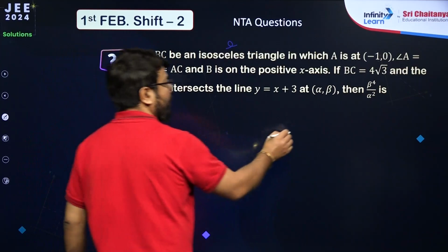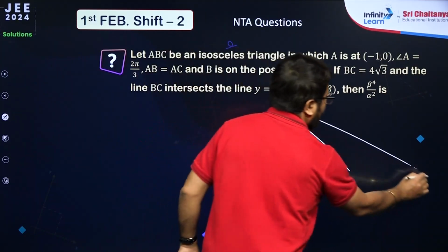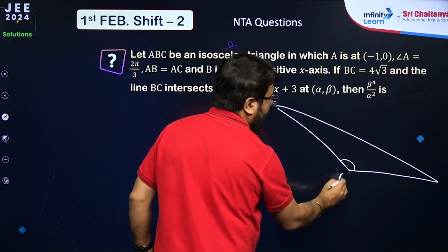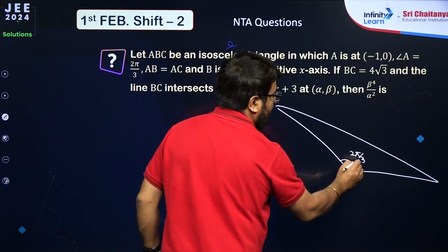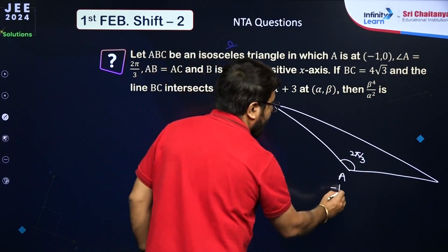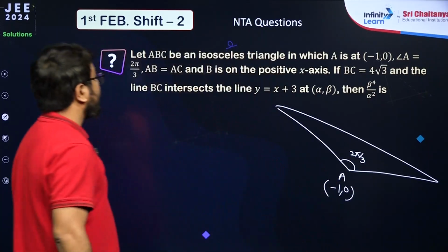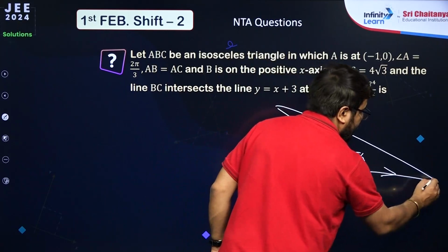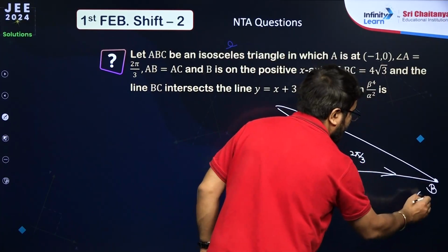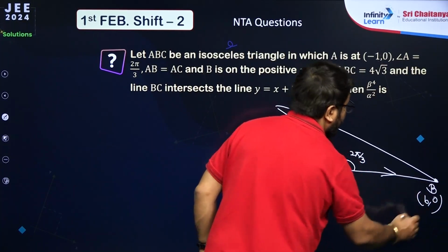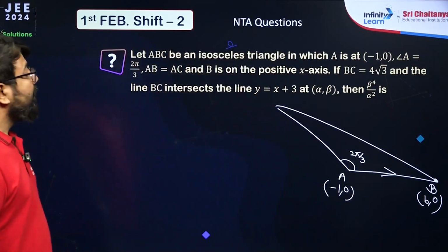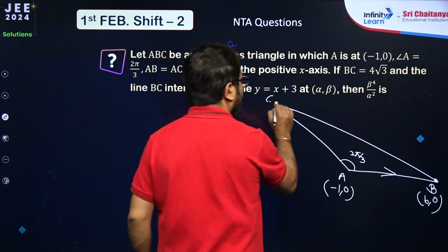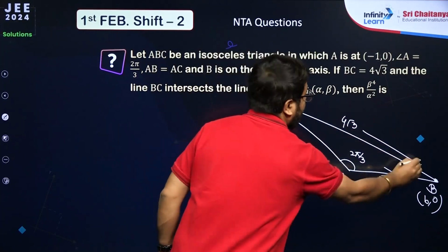Alright, let me draw the diagram first of all. This is an obtuse angle triangle. A is 2 pi by 3. A is at the point minus 1 comma 0. Then B is on the positive x-axis. Assume this to be the x-axis. Let us assume this point to be B comma 0. BC is 4 root 3, so this distance is 4 root 3.